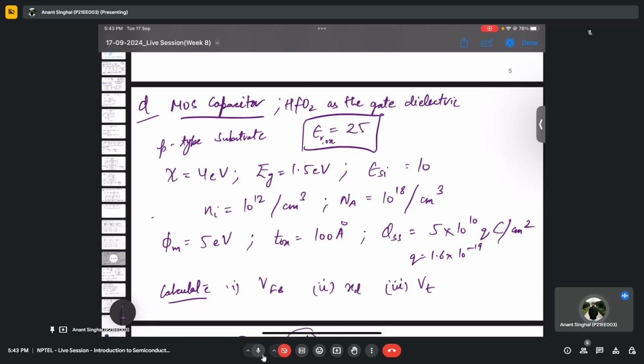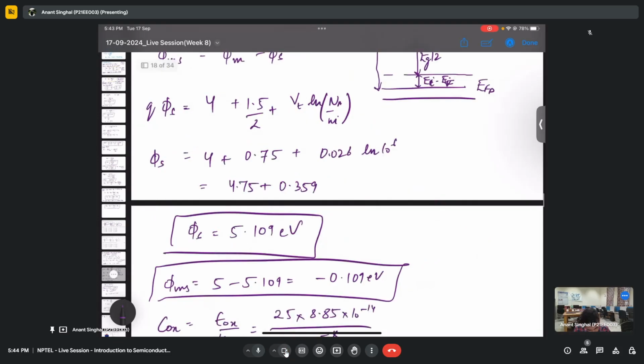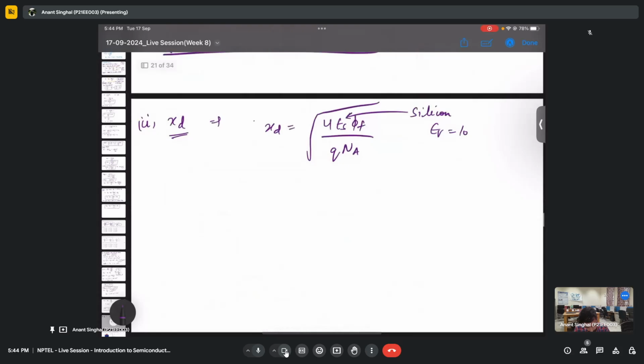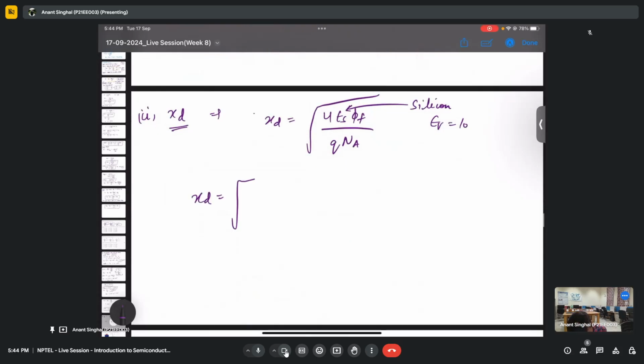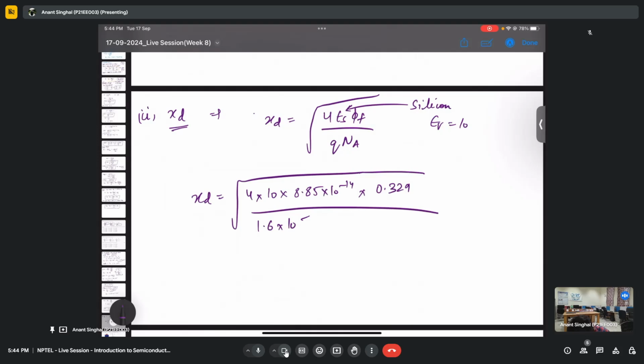Is there any problem that you are getting in solving? It should not take this much time. Okay, so we have everything. We have 10 liter is 40. Phi F we calculated 0.329. Q is this and is this. So any answer?